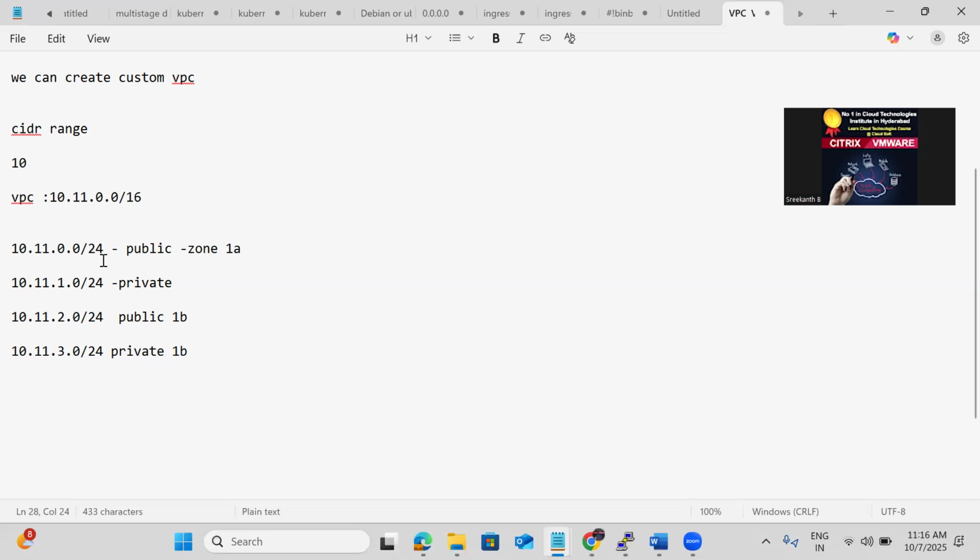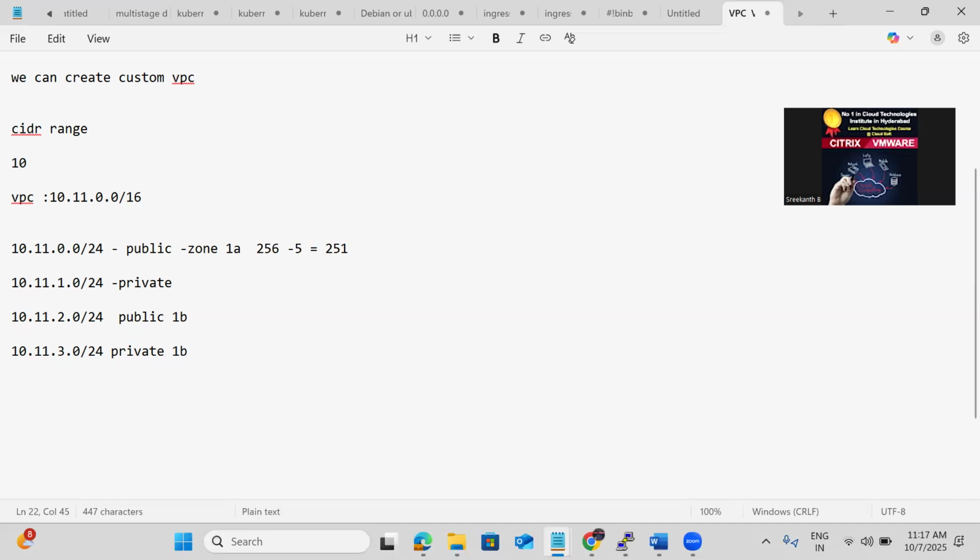Any doubts in this? By keeping /24, can you calculate how many IPs we are getting? 2 to the power of 8 means 256. And of the 256, how many IPs are reserved? AWS reserves 5 IPs. With that, technically, we get 251 IPs.